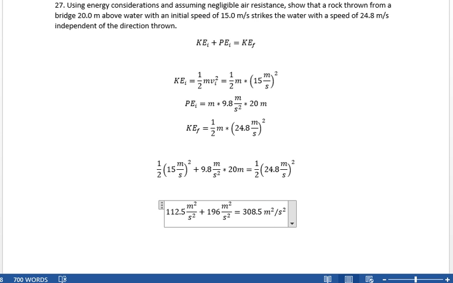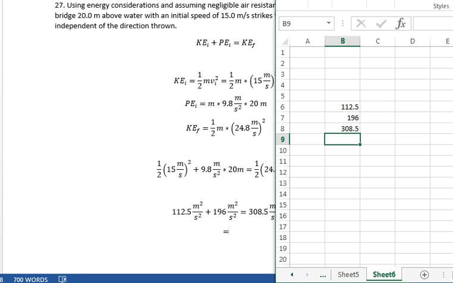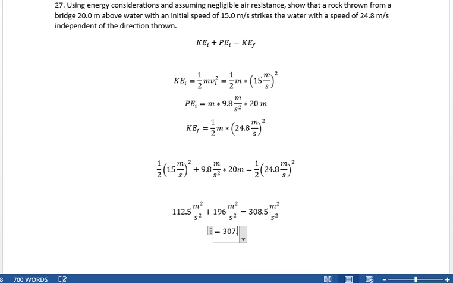All right, we got 308.5 on one side. And if the other side is the same thing, then we're good. So the other side is 0.5 times 24.8 squared, which is 307.52. So I think given all of our rounding and everything, we're in good shape, right? 307.5 meters squared per second squared. All right. There you have it, and that's it for this problem.